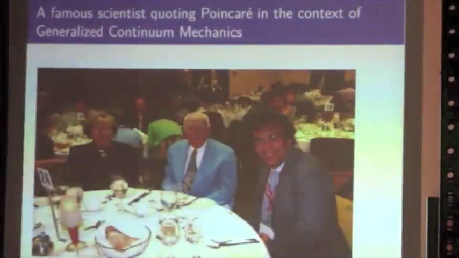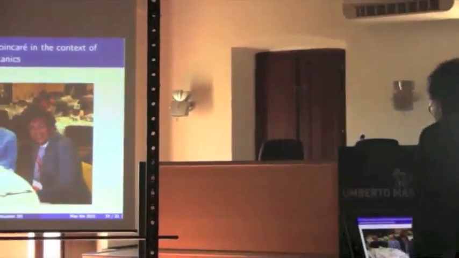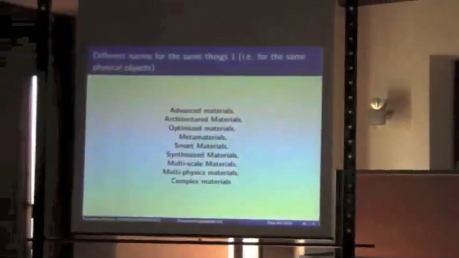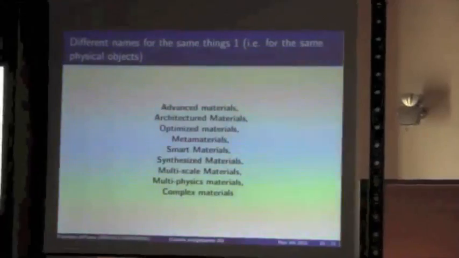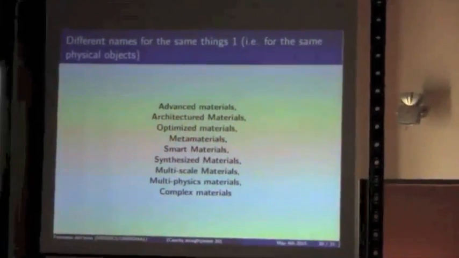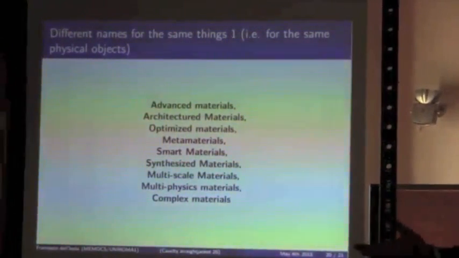Now I want to be a little bit provocative. This man is Richard Tupin. When sitting at this table in Montreal, he repeated this Poincaré sentence at least 20 times. I believed he was becoming senile. Instead, he wanted to send a message. The message is advanced material, architectured materials, optimized materials, metamaterials, smart materials, synthesized materials, multi-scale material, multi-complex material. Different names for the same thing.